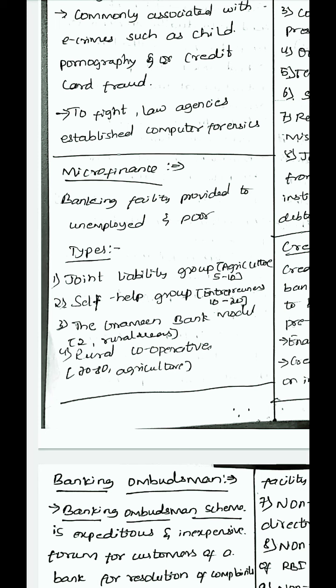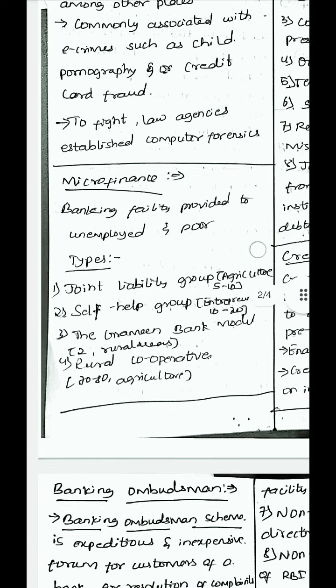The next is the self-help group. At least 10 to 20 members can apply for this loan, and it is basically applied for by entrepreneurs. The next is the Gramin Bank model. A minimum of 2 persons should apply for this loan, and it is for rural areas. The next is the rural cooperative bank. A minimum of 70 to 80% should apply for this loan, and it is taken for agricultural purposes.